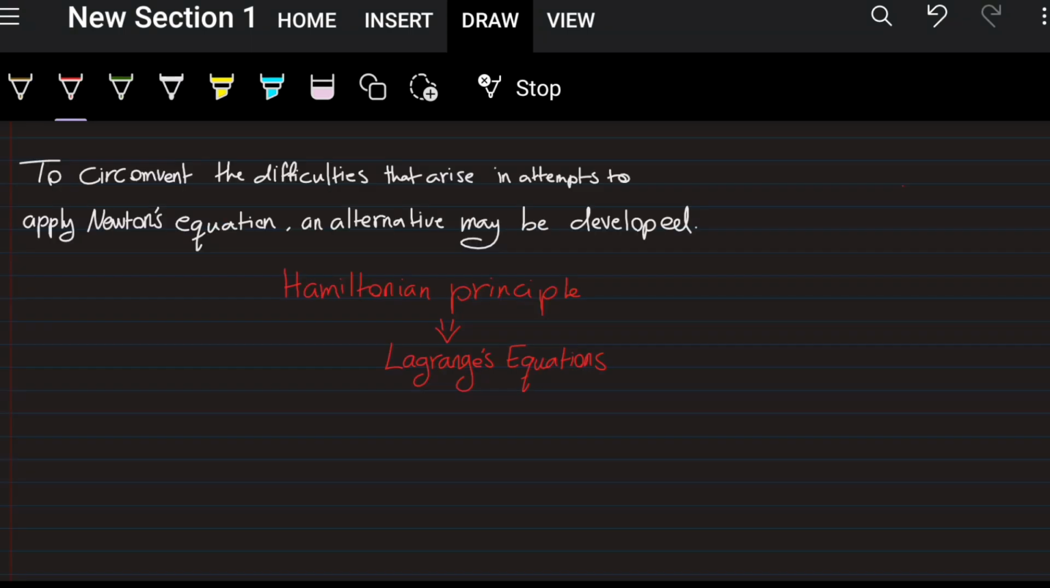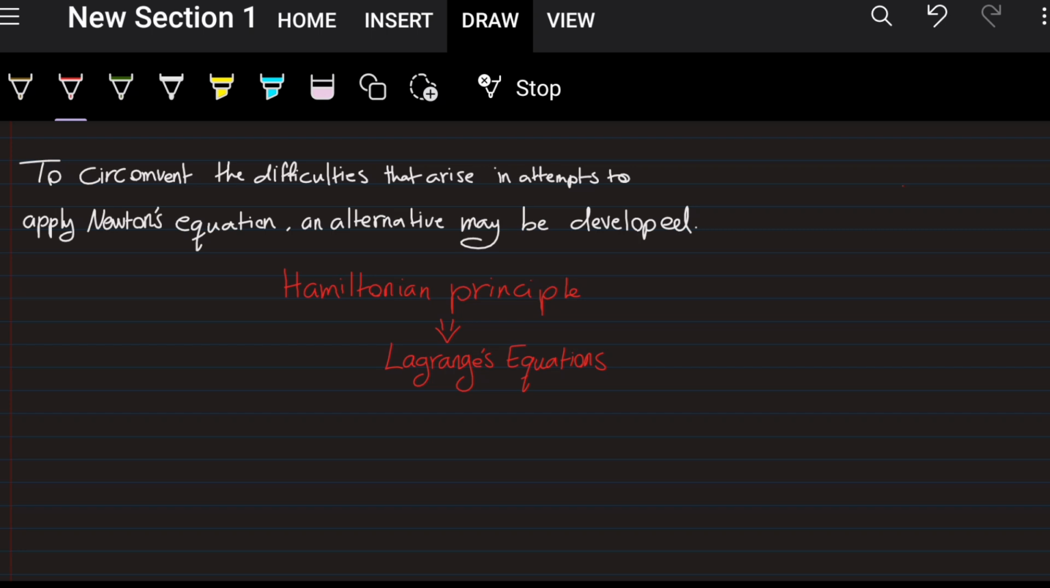To circumvent the difficulties that arise in attempts to apply Newton's equation, an alternative may be developed. The alternative can be contained in Hamilton's principle, and the equations of motion resulting from its application are called Lagrange's equations. If Lagrange's equations are to constitute a proper description of the dynamics of a particle, they must be equivalent to Newton's equations. To be sure, each of the results that can be obtained from Hamilton's principle was first obtained, as were Newton's equations, by the correlation of experimental facts. And in fact, Hamilton's principle has not provided us with any new physical theories, but it has allowed a satisfying unification of many individual theories by a single basic postulate.